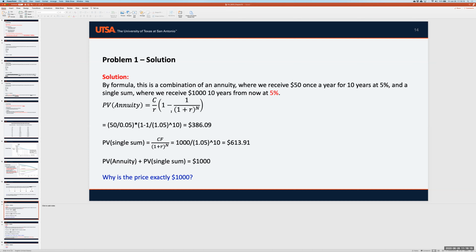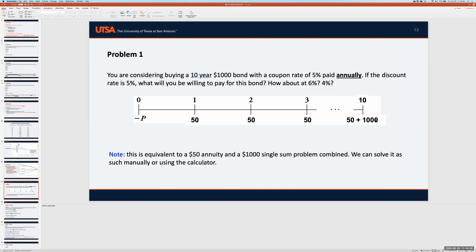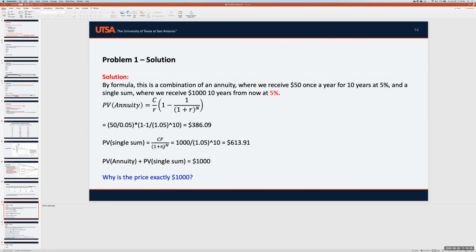So you will get the present value of the annuity as 386.09. This is for the payments, the 50 is for payments. So you need to also find the $1,000 payment at time T10, right? So the cash flow, 1,000 times 1 over (1 plus r) to the power n, where n is 10, you will get 613.91. So you should sum them up to get the total value of this bond. So you will get 1,000.